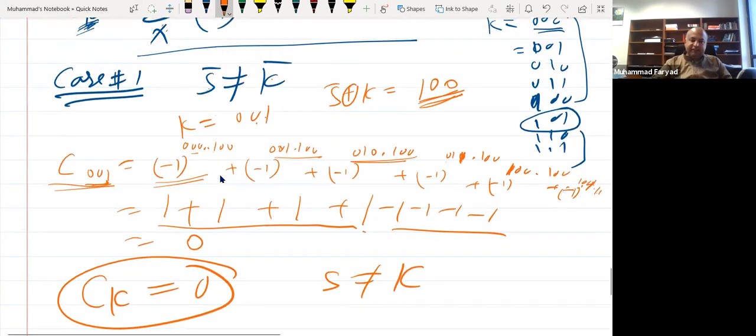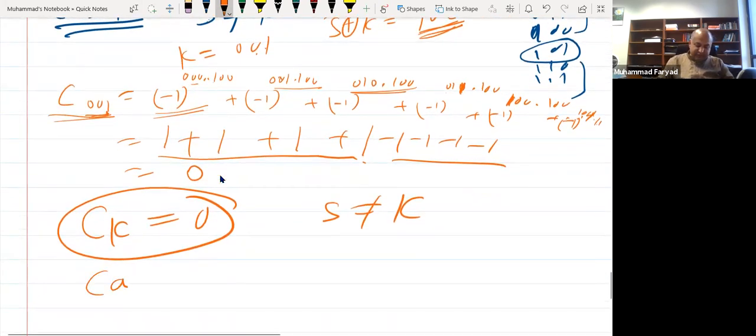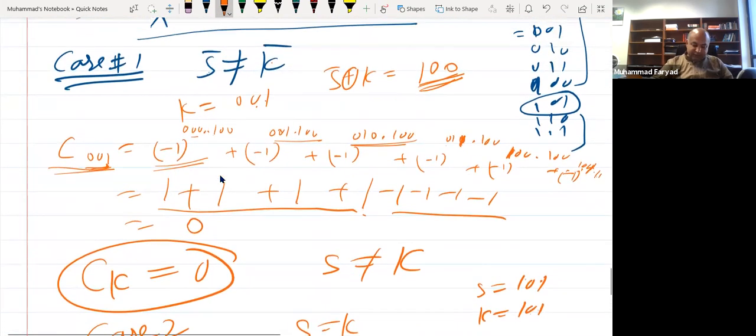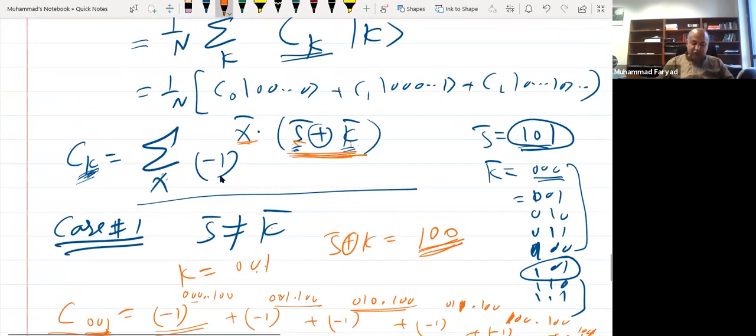But let's see what happens when S and K are equal. So for the second case, let's say S and K are equal. For example, S is 101 and K is 101. Then S plus K is 000, because 1 plus 1 is 2, and 2 modulo 2 is 0, 0 plus 0 is 0, 1 plus 1 is 0 again. So S plus K is 0, which means that whatever value of X you take, this dot product is always going to be 0, and minus 1 power 0 is always plus 1.